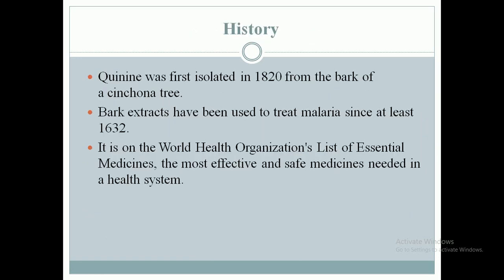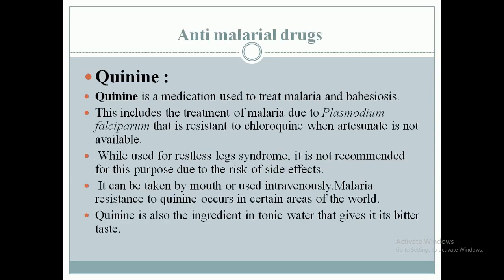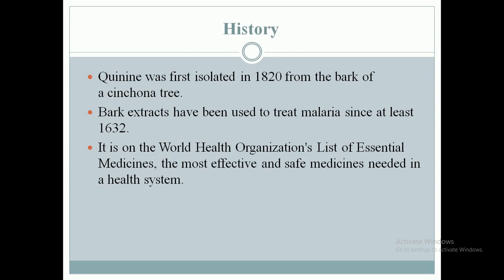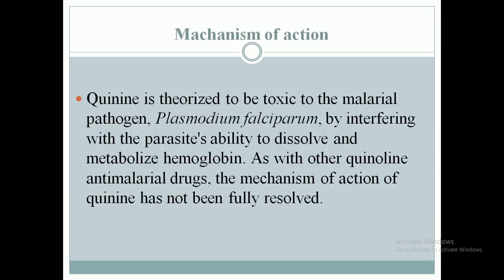Come toward the history of quinine. Quinine was for the first time isolated in 1820 from the bark of a cinchona tree, called cinchona bark. The bark extracts have been used to treat malaria since at least 1632. It is on the World Health Organization's list of essential medicines, the most effective and safe medicines needed in a health care system. This is the report provided by the World Health Organization.